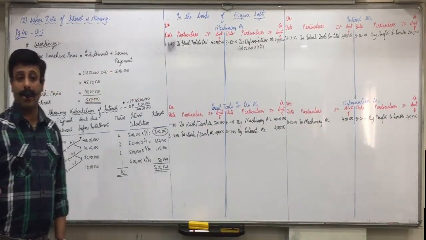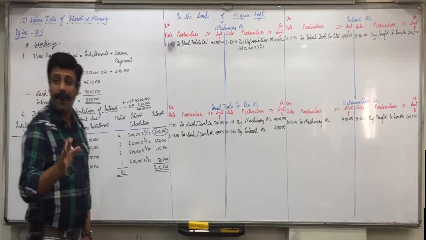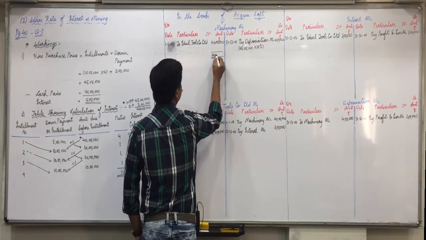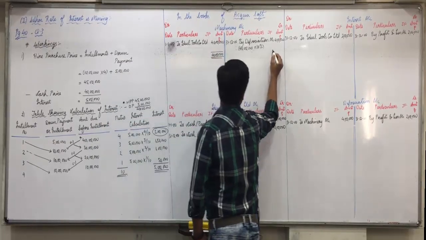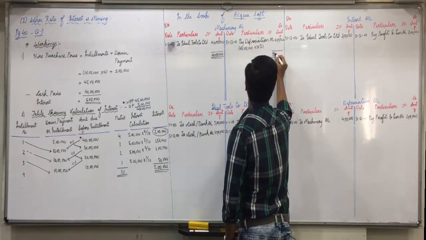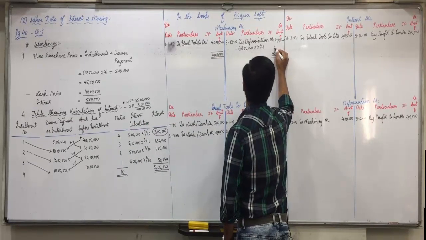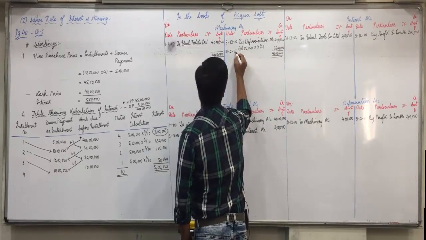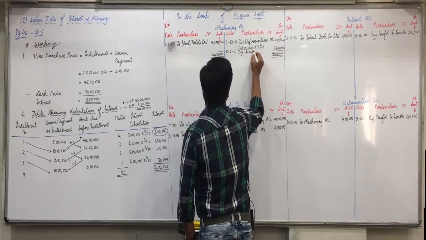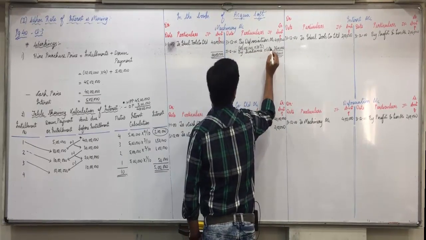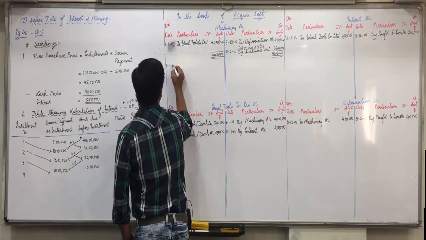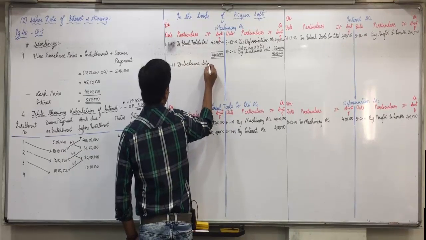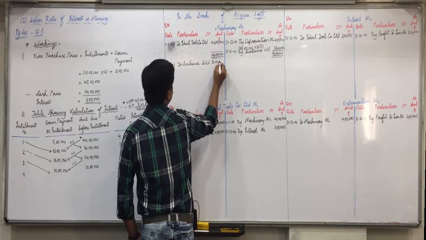Now 1 year is over and year also ends on 31st December, so we will do the balancing. Okay, 40 lakhs minus 4 lakhs, so 36 lakhs, 31/12/2000 by balance carried down, and opposite side 1/1/2001. Okay, opposite side 1/1/2001. To balance brought down 36 lakhs.